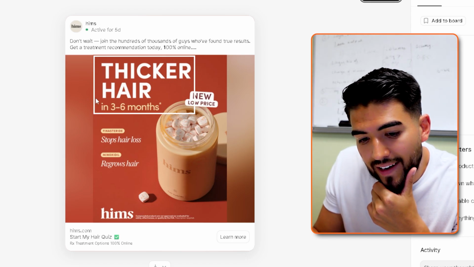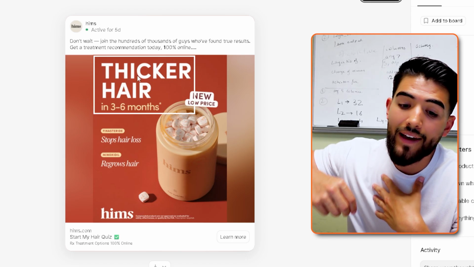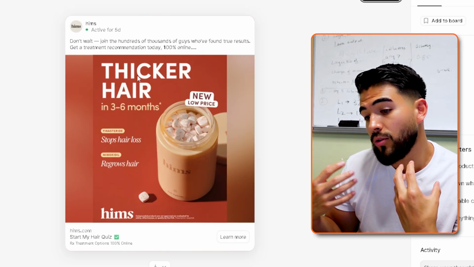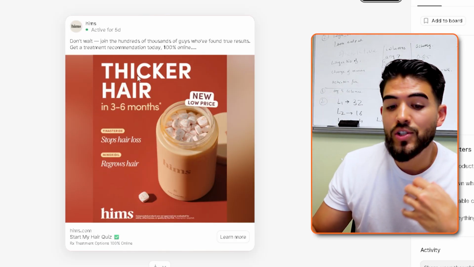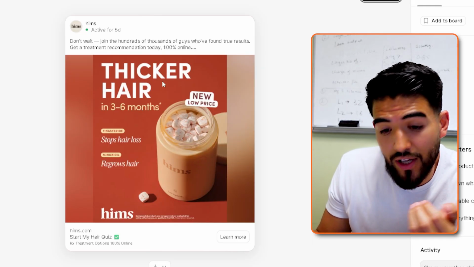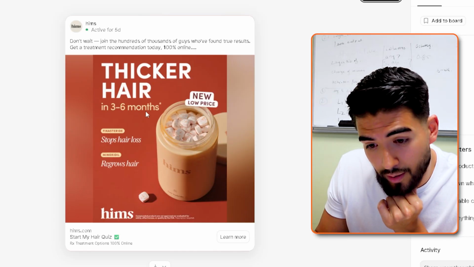You have this headline and subtext. So the headline is going to either make a claim, or ask a question that gets people thinking about a problem that they're currently experiencing that they thought they were alone in. So this one is making a claim, thicker hair, and then the subtext is in 3 to 6 months. They're making a promise. This is a bold promise to people.